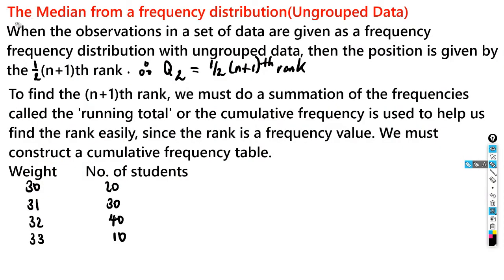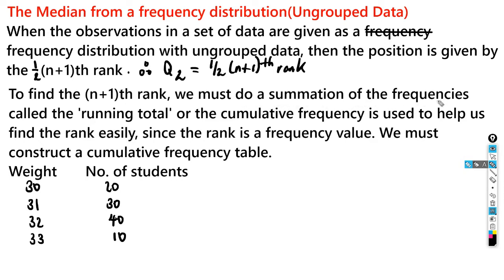All right, guys. So now we're going to be looking at the median from a frequency distribution with ungrouped data. It says when the observations in a set of data are given as a frequency distribution with ungrouped data, then the position is given by half the n plus 1th rank, right? So Q2 is equal to a half times the n plus 1th rank. To find the n plus 1th rank, we must do a summation.